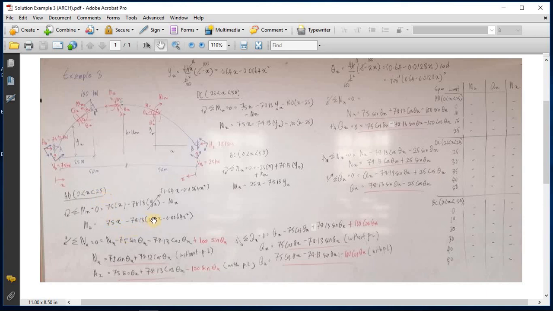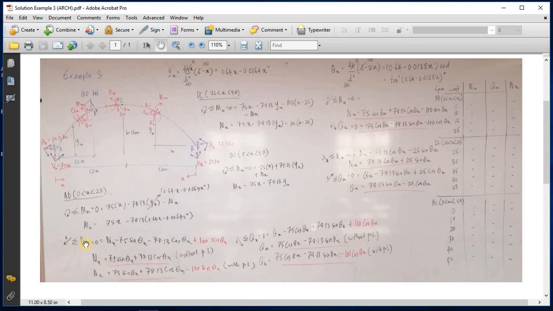And doing the same thing for the axial force, you can see here we have Nx, which is the axial force, positive in this direction, minus 75 sine theta based on the component of the vertical reaction, and minus 78.13 cos theta based on the component of the horizontal reaction, plus 100 sine theta. This is under the load condition. You may rewrite this equation for the without-load condition by removing this term.